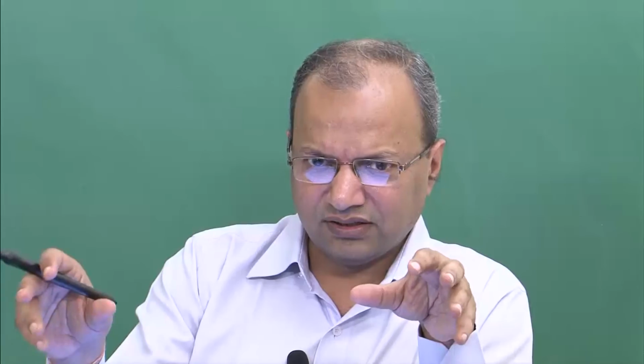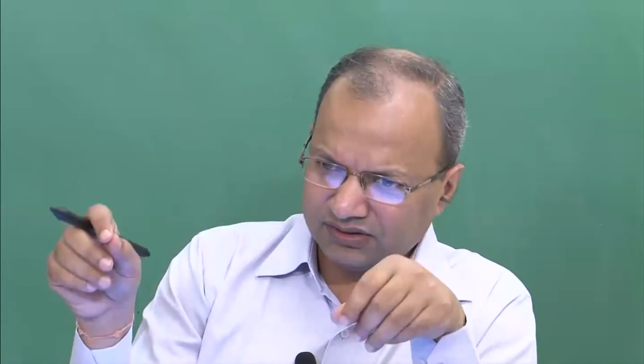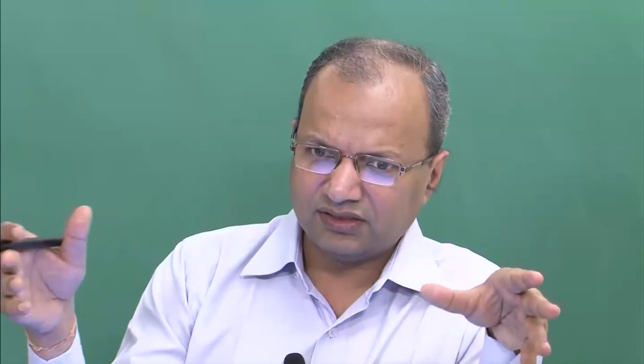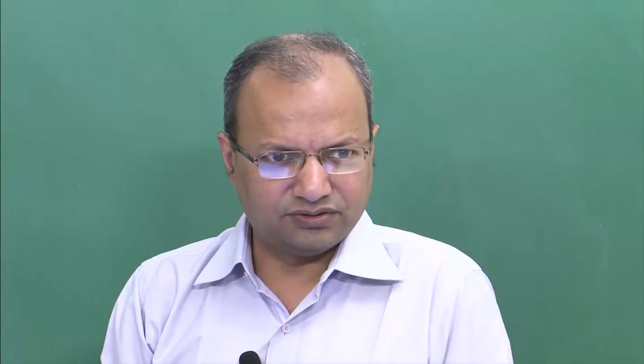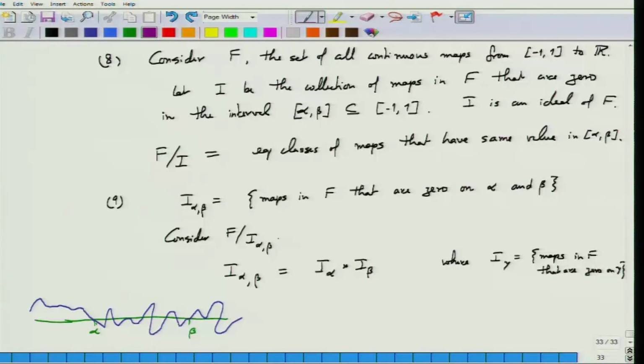Make one of them vanish on alpha, make one of them vanish on beta, and define its value on the remaining point, so that the product is the values that you want. Okay, you just have to ensure that there is continuity.